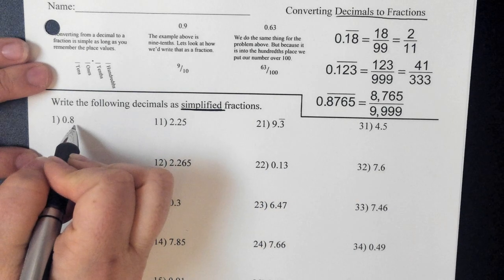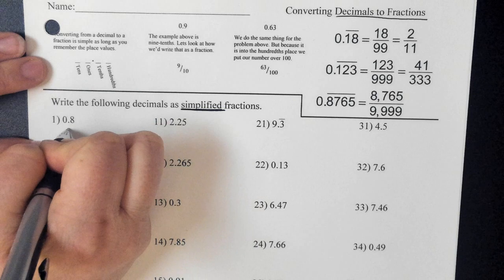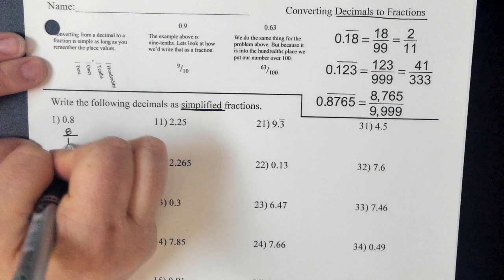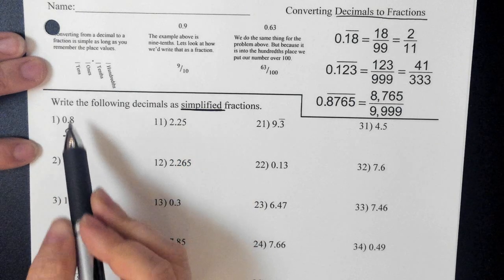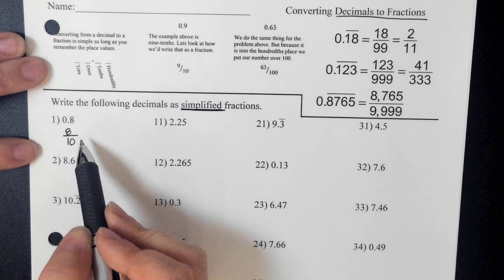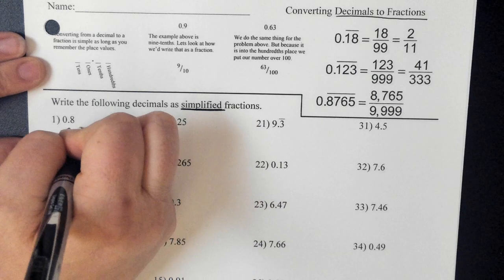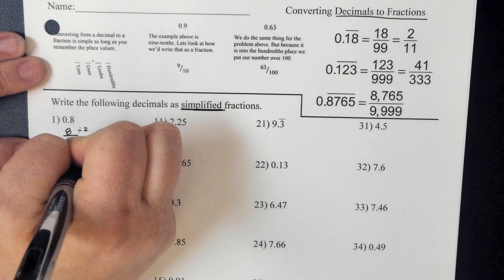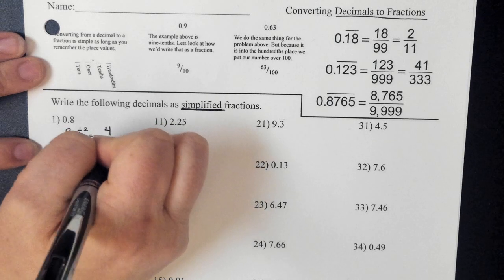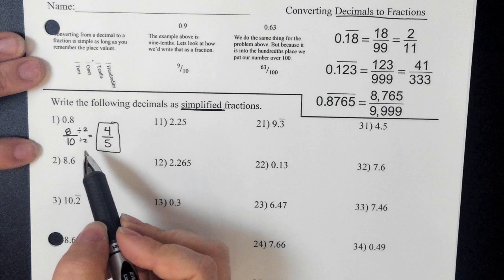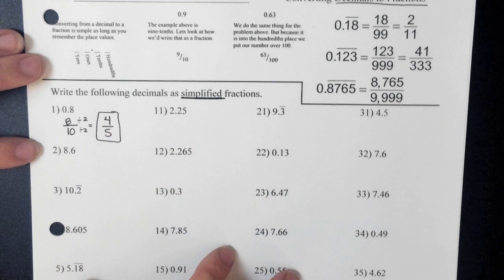So for number 1, it's 0.8. 8 is after the decimal, so that's going to go on top of the fraction. It's 1 number after the decimal, so that's going to be a 10. The way I remember that is that tells me how many zeros to put. 1 number after the decimal gets 1 zero. All right, I know 2 will go into 8 and into 10, so I'm dividing them by 2, and that gives me 4 over 5. For our notes, I do want you to write in what you're dividing by. On your homework, you do not have to write that in.